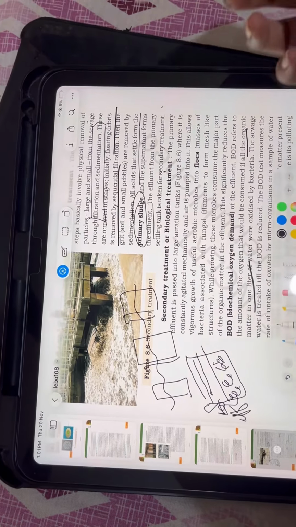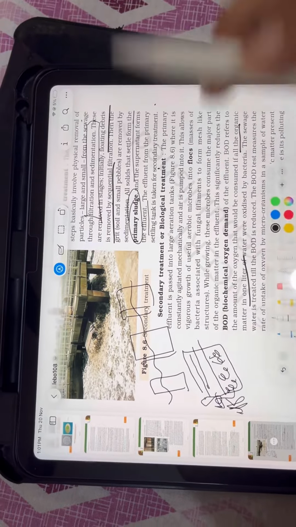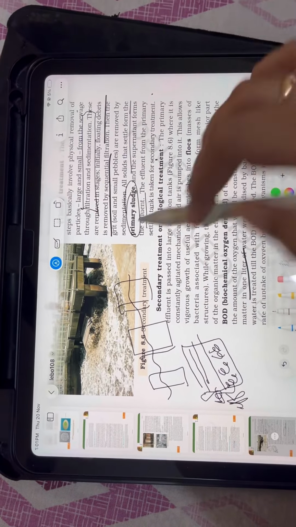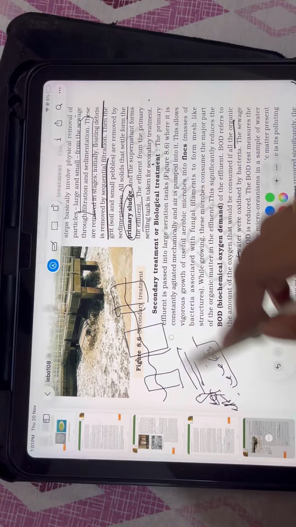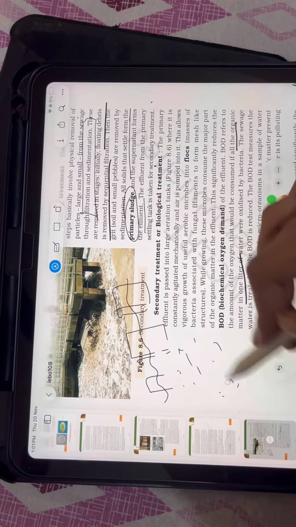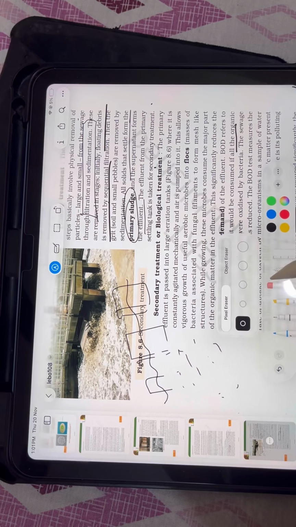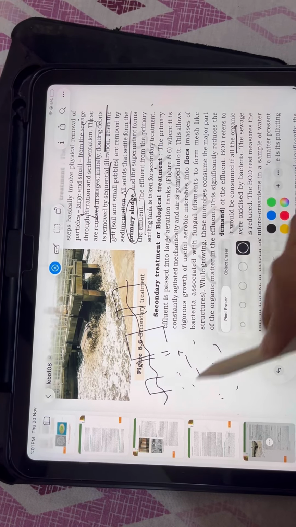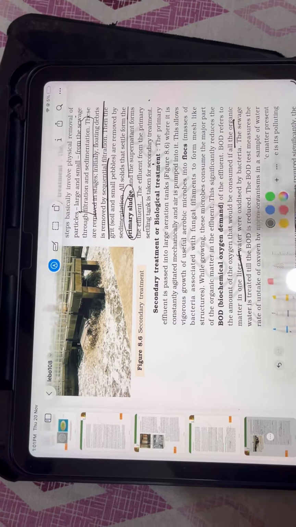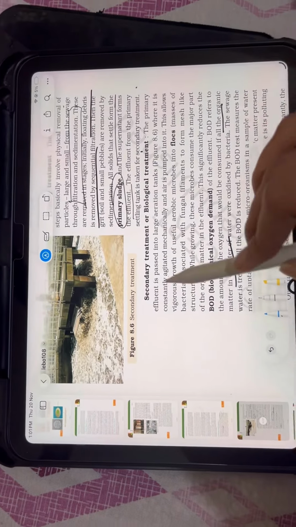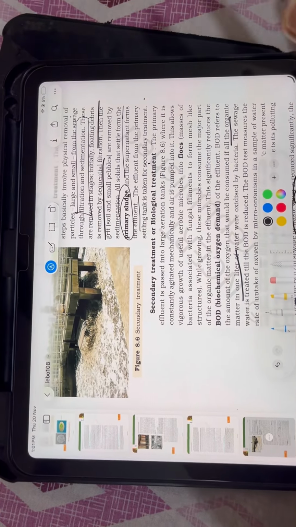Now the effluent is transferred from the primary settling tank for secondary treatment. So what happens in secondary treatment now? What happens in secondary treatment is, the primary effluent is passed into large aeration tanks.